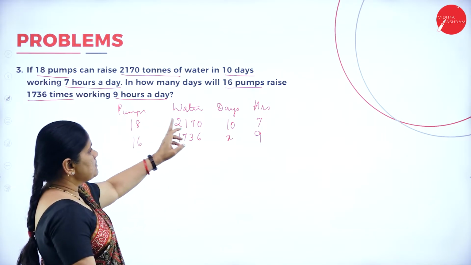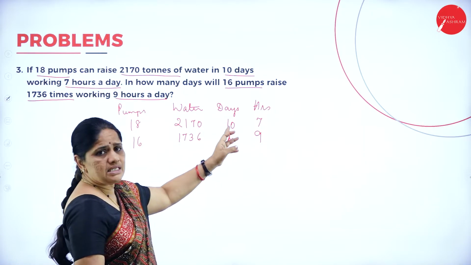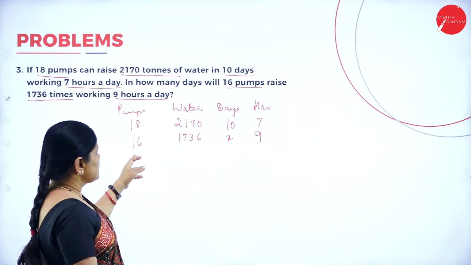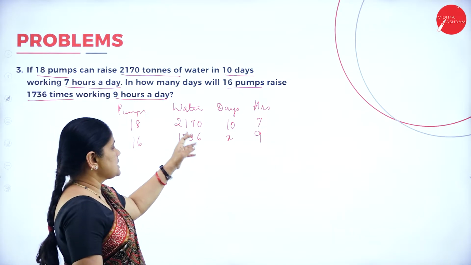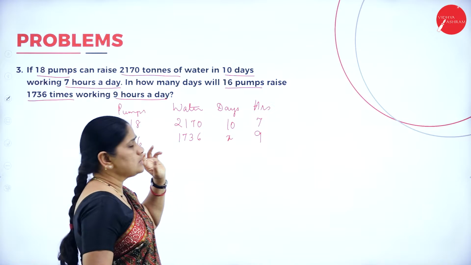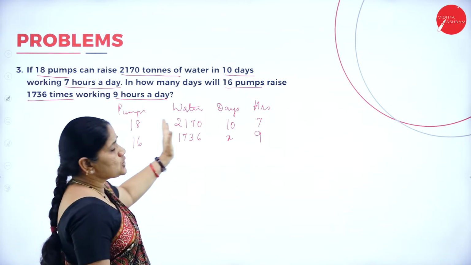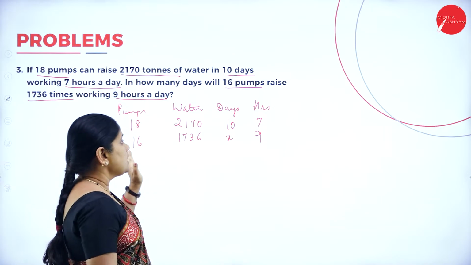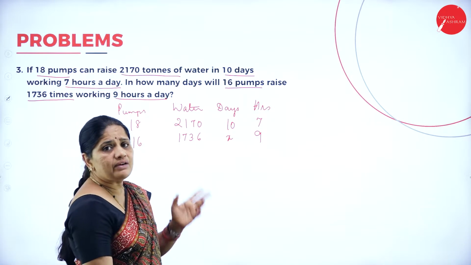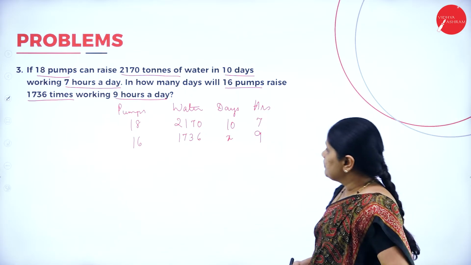So 18 pumps, 2170 tons of water, 10 days and 7 hours. So 16 pumps, 1736 tons of water. We don't know the number of days and we know the number of hours is 9. Now we compare each one with the number of days. Then we have to decide whether it is inverse proportion or direct proportion.